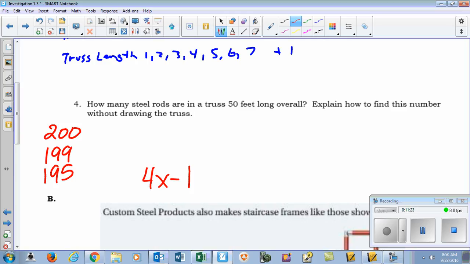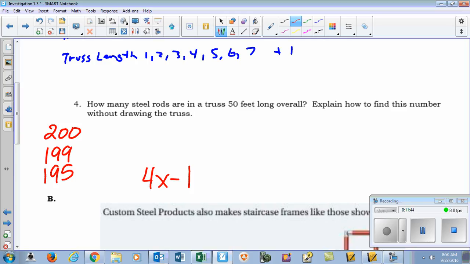What's our x? 50. Well, what does our x mean in terms of the variable? If we were to define the variable, what does x mean? The number of feet, right? The length of the truss in feet. So if we wanted a 50-foot truss, we would have to plug 50 in. If we want a 25-foot truss, we plug 25 in for x.